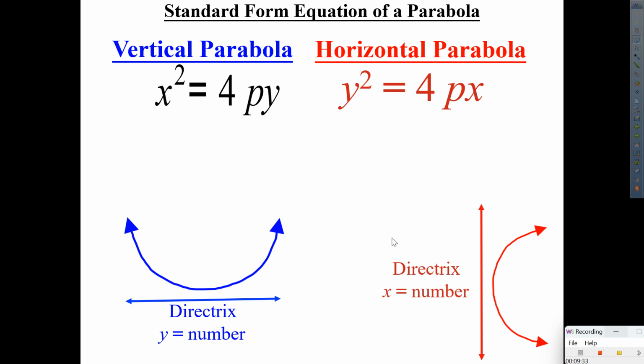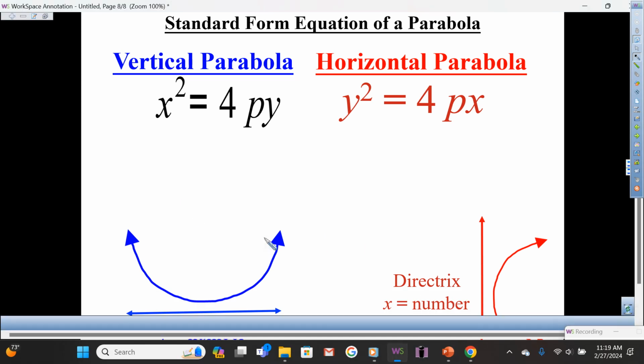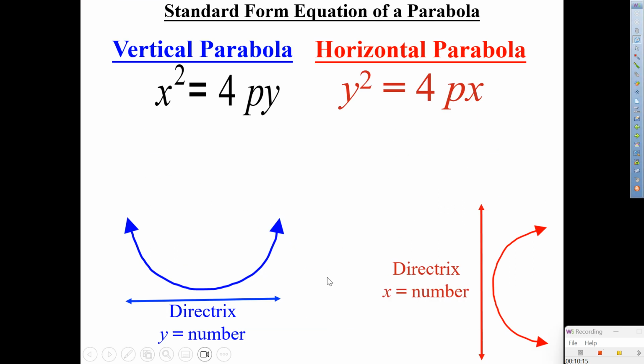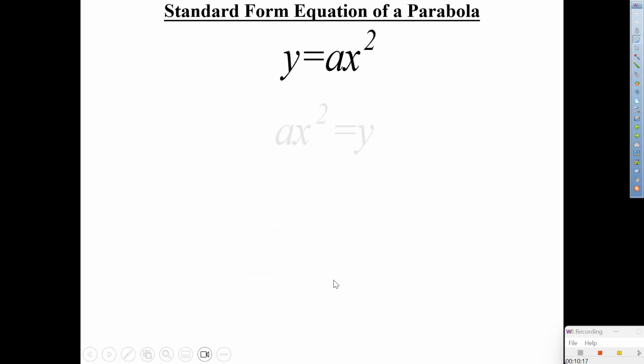Okay. So before we go any further, right now I'm going to focus on vertical parabola. And once again, vertical parabolas are going to open either up or they're going to open down. Horizontal parabola opens to one side or to the other side. But notice that the directrix stays in the same spot. Okay? So it's going to become clear in a little bit. So we're going to focus on these two for right now.